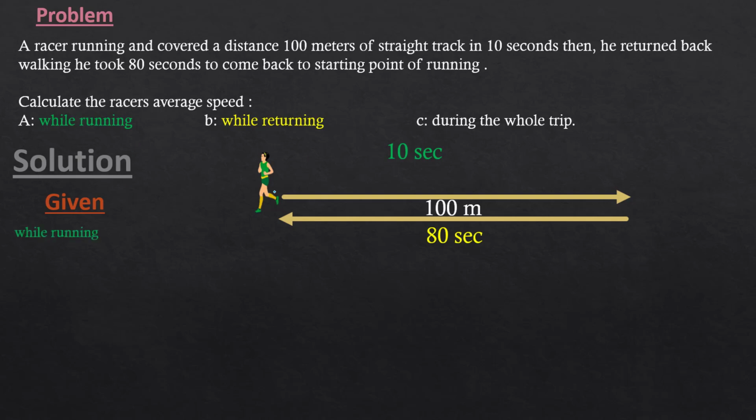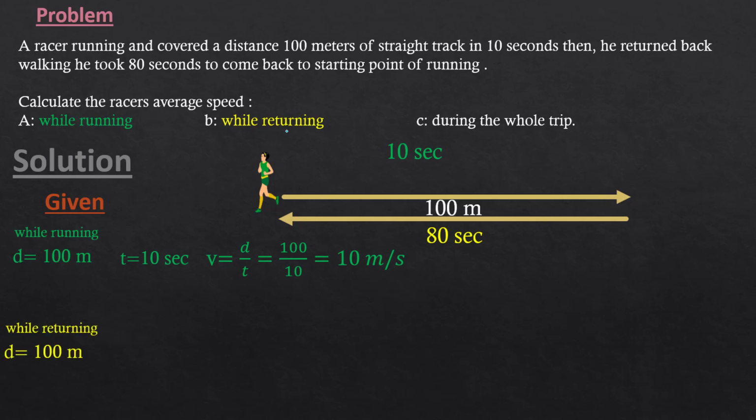So while running, the distance is 100 meters and the time is 10 seconds. So the speed is 100 over 10, it will be 10 meters per second. But while returning, the distance here is also 100 meters and the time is 80 seconds. So the speed will be 100 over 80, it's equal to 1.25 meters per second.